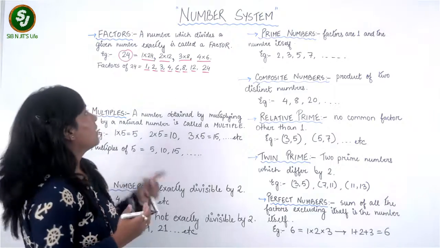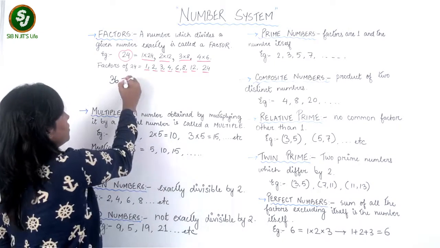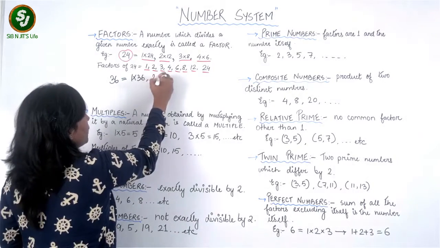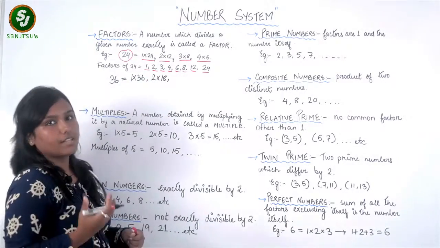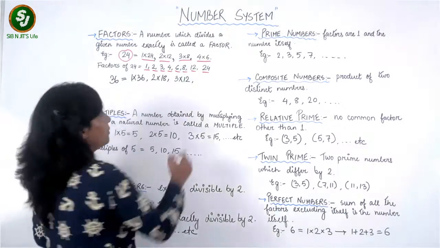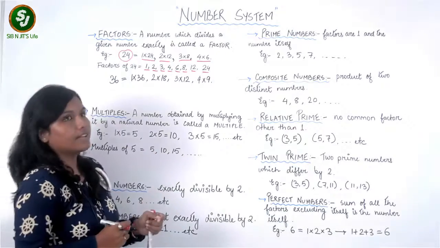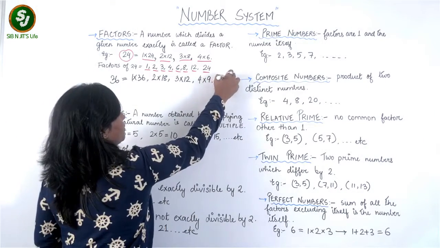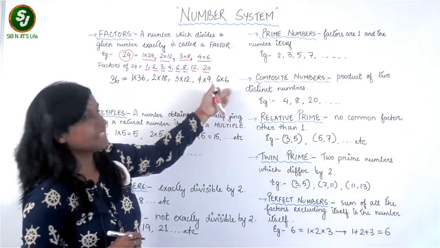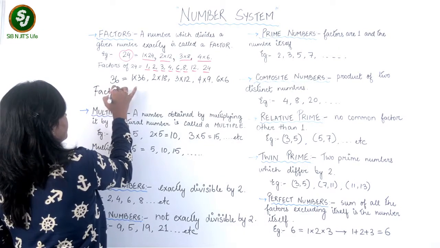Okay, now let's try to find out the factors of 36. So we'll try this out. 1 into 36 will give us 36. 2 into 18 will also give us 36. 3 into 12. 9 into 4 will also give us 36. Another one will be 6 into 6, 36. So when you multiply these numbers, you exactly get 36. Now from here we can find out the factors of 36.